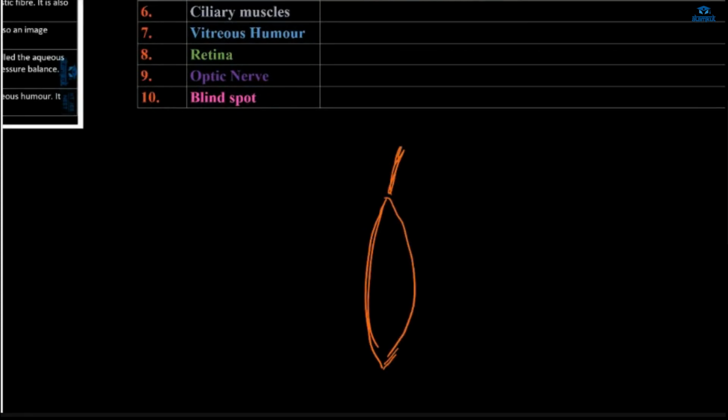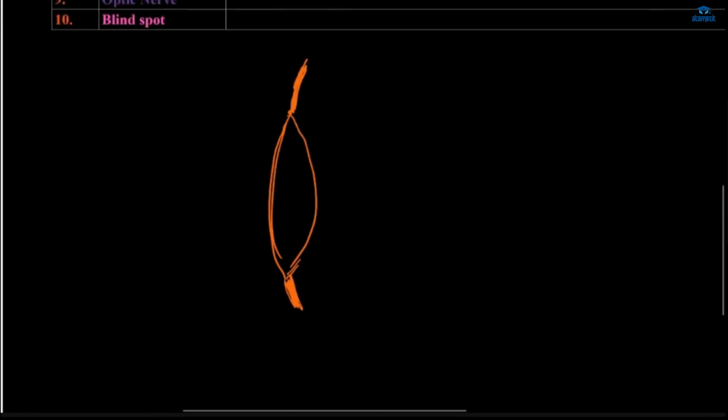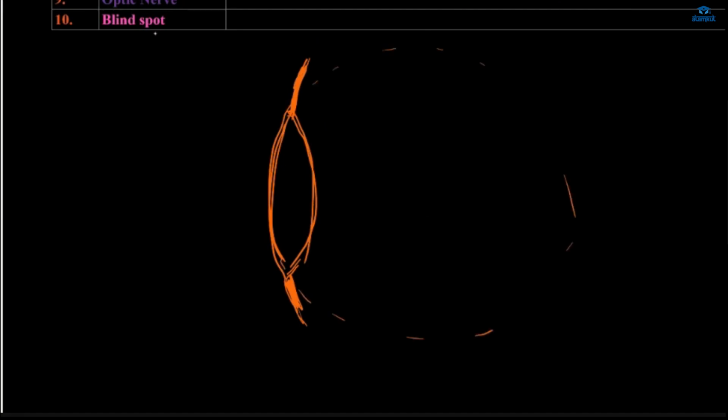If the ciliary muscle is holding this lens very tightly, then the lens will be elongated, and once it is elongated, it will have a large focal length, right?